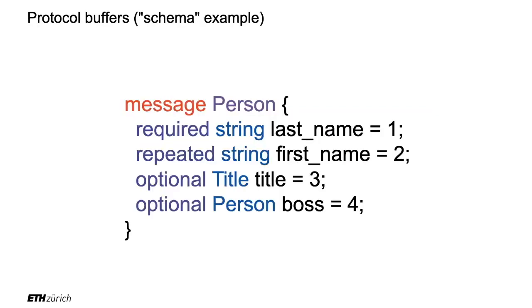Okay. Protocol buffers also, so you feel good. This is a schema in protocol buffers. And again, I'm saying I have a string that is the last name, a string that is the first name, a title, that's a nested type, and the boss is a person, that is a nested type. That's a schema. Again, should feel familiar. String and string, these are atomic types. Title, person, these are complex types and so on.